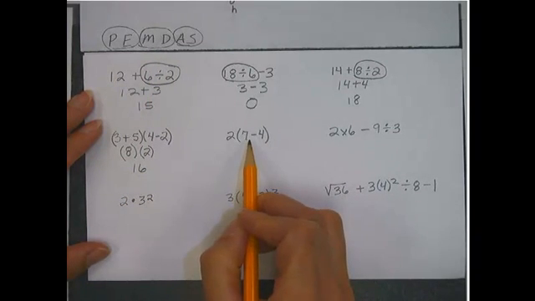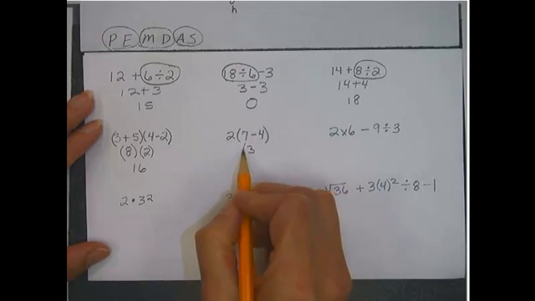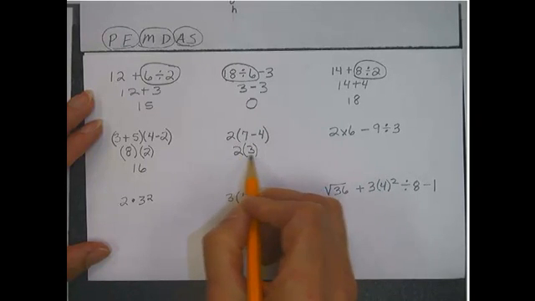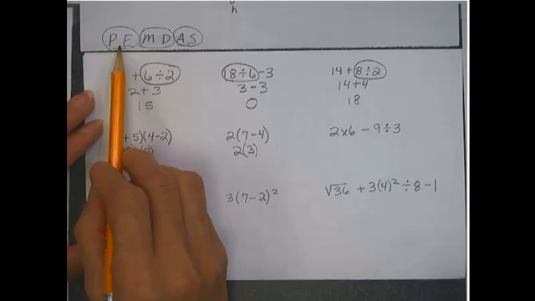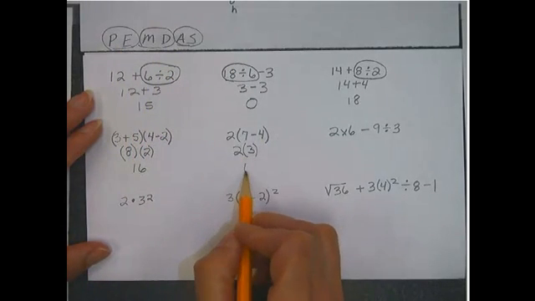Okay, in this next one, we have parentheses. We're going to have to deal with that first. 7 minus 4 is going to give us 3. I'm going to go ahead and leave that in parentheses and then bring down my 2, simply because that implies multiplication, which is the next thing. We've done the parentheses from our first set. Now we're going to do the multiplication. 2 times 3 is 6.